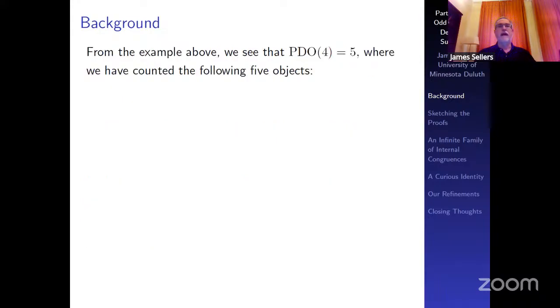And it's that PDO of n that's going to be the thing that we focus on today. So if you go back to the example that I just showed you, and you only look for the partitions where all of the parts are odd, and then you designate one copy of each of those parts, then these are the 5 partitions into odd parts with designated summands of weight 4. So PDO of 4 is equal to 5.